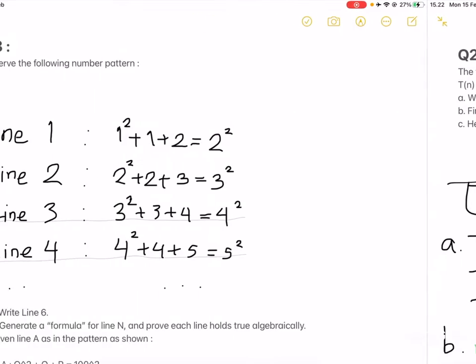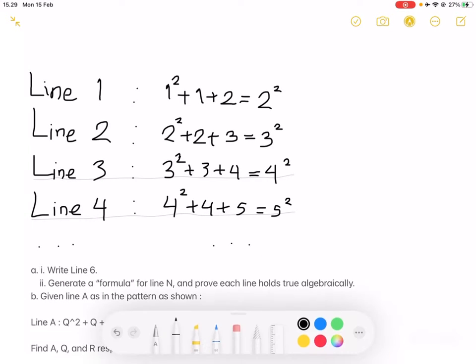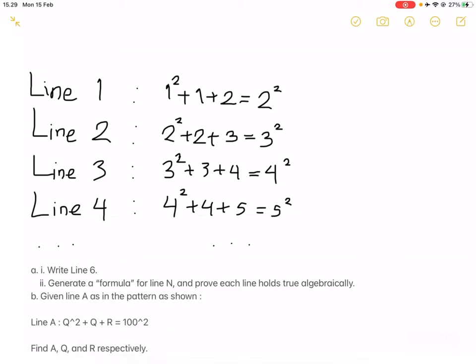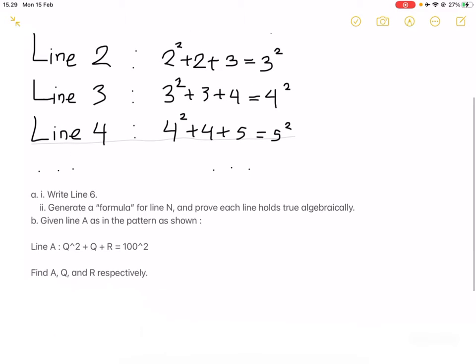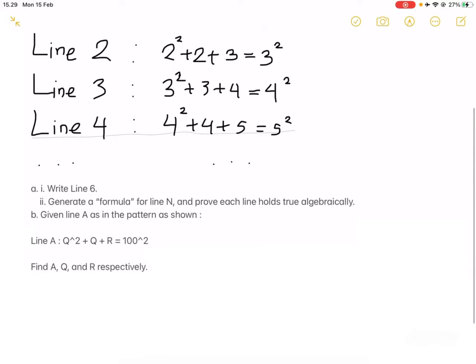Right, for the last question, we need to observe this following pattern. So for line 1, it says that 1 squared plus 1 plus 2 is equal to 2 squared. For line 2, 2 squared plus 2 plus 3 is 3 squared. Line 3, 3 squared plus 3 plus 4 is 4 squared, and so on. And you can probably see the pattern already right here. So first we need to write line 6.